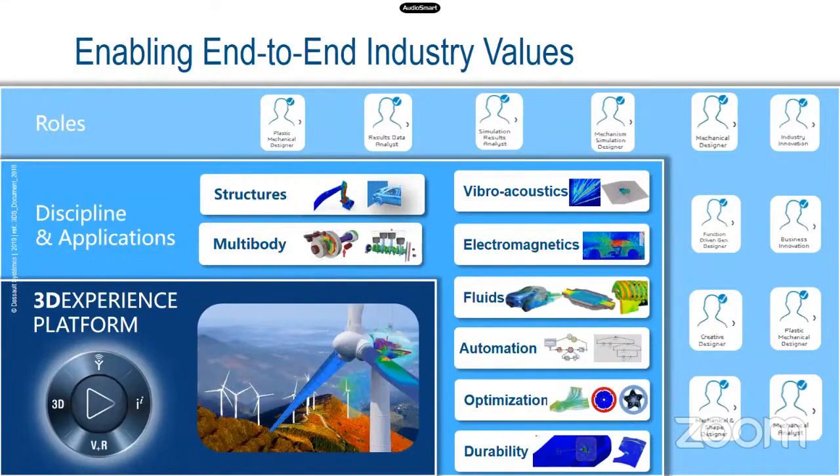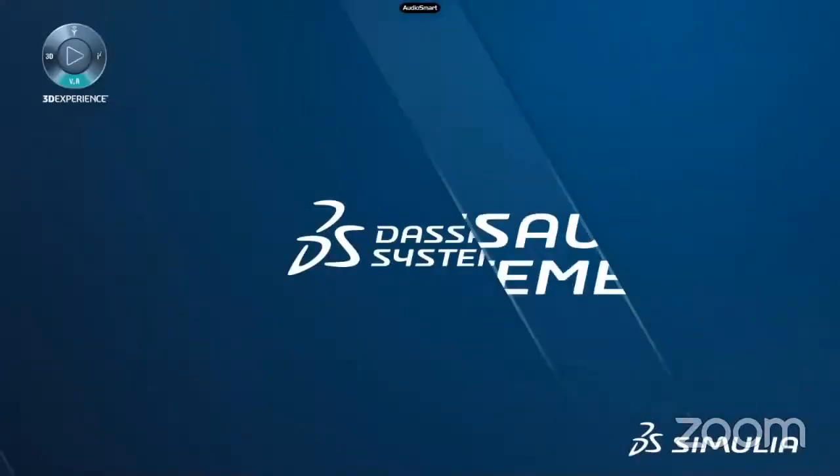Using this quadrant, we can manage the platform. Here we have enough information about the capabilities, and demonstrated examples are available here. This is simulation, this is about 3D modeling. So that's about the 3DEXPERIENCE platform concept.